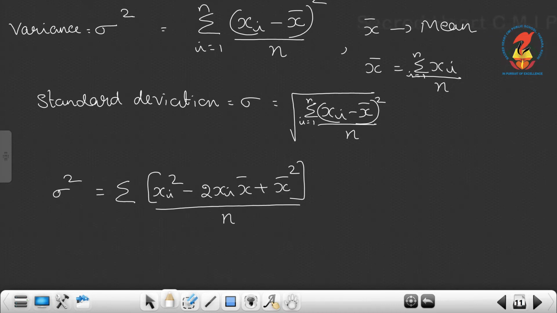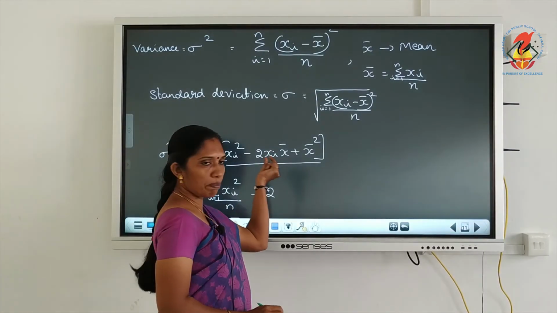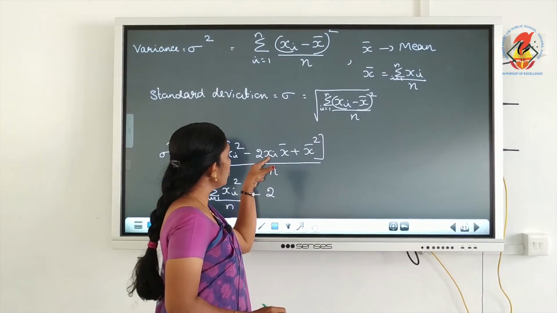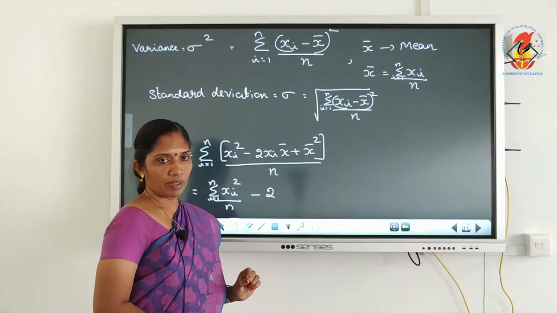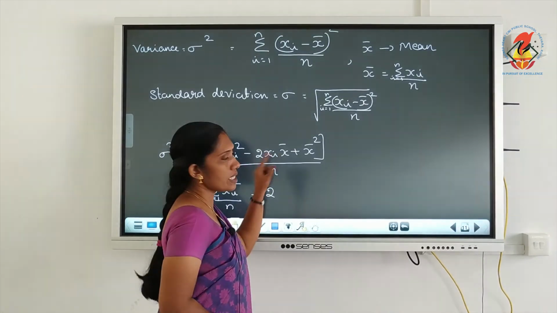By n. Now sigma is from i equal to 1 to n. Apply sigma to each term. So sigma xi square by n, i from 1 to n. Minus 2 is a constant. This sigma only applies to the xi part; there only we have to apply i from 1 to n. Remaining all are constant. So here 2 is a constant. x bar is a constant.